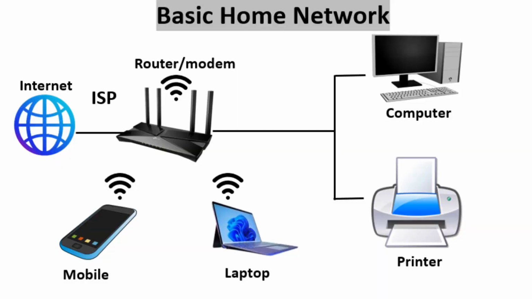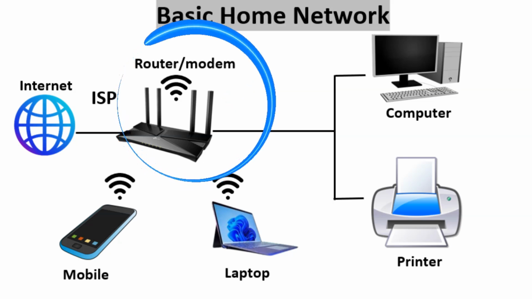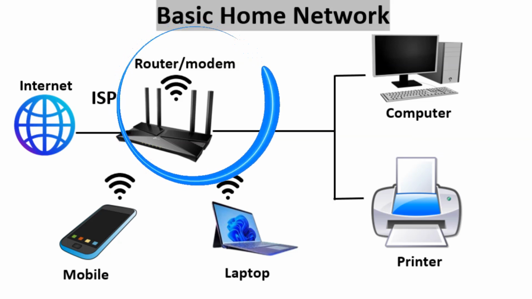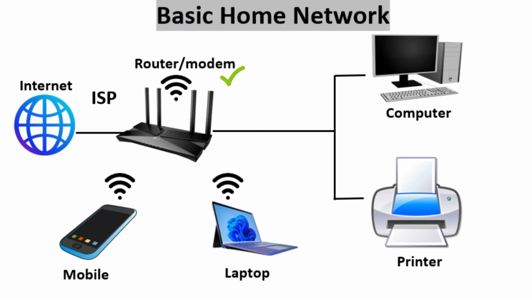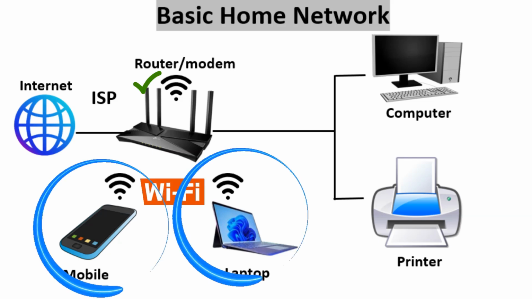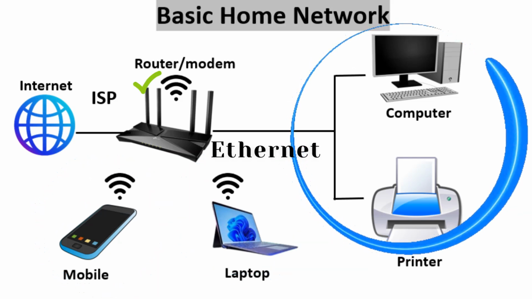This is a basic home network diagram which illustrates how a router with a built-in modem and access point connects devices for internet access. Router-modem combo is a single device that combines the functions of both a modem and a router. Modem's function is to connect to your internet service provider, ISP, and converts internet signals into a usable form. Router's function is to distribute the internet connection to multiple devices via Wi-Fi or Ethernet.